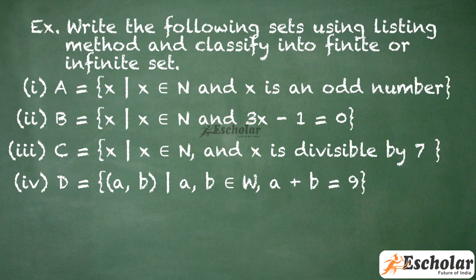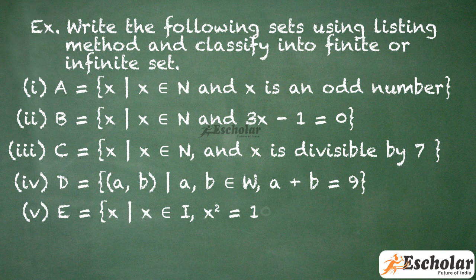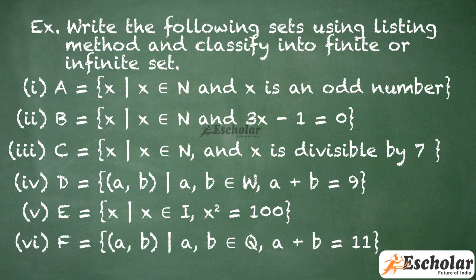Fourth, D is equal to {(a, b) such that (a, b) belongs to W and a plus b is equal to 9}. Fifth, E is equal to {x such that x belongs to I and x square is equal to 100}. Sixth, F is equal to {(a, b) such that (a, b) belongs to Q and a plus b is equal to 11}.